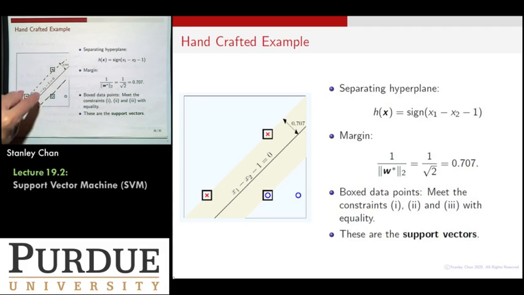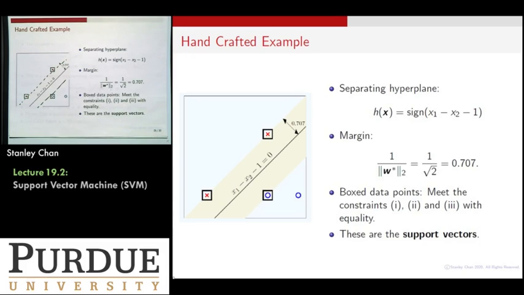Now, in this particular example, you can also calculate the distance between your data point and your separating hyperplane, and that will define the margin. For this example, the margin is 0.707. Okay, so what does this example show you? It shows you that this is a quadratic optimization problem.